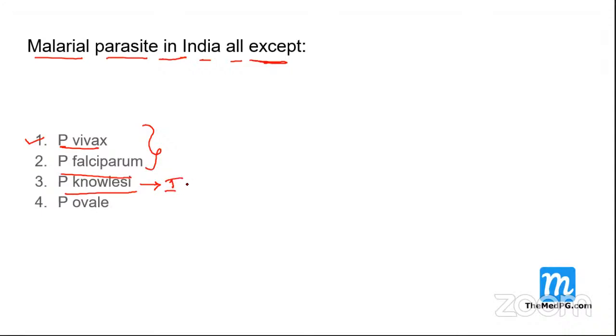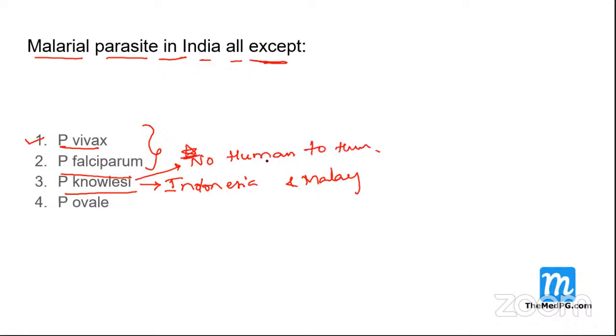It is seen in Indonesia and Malaysia. A very important point you have to remember is that there is no human to human transmission. No human to human transmission. And it commonly affects what? The long tailed monkey. That's why it is called what? Simian malaria.